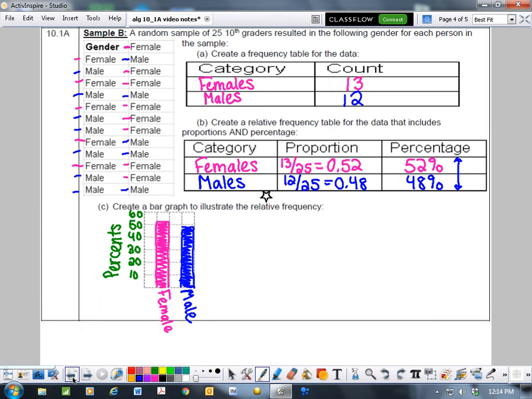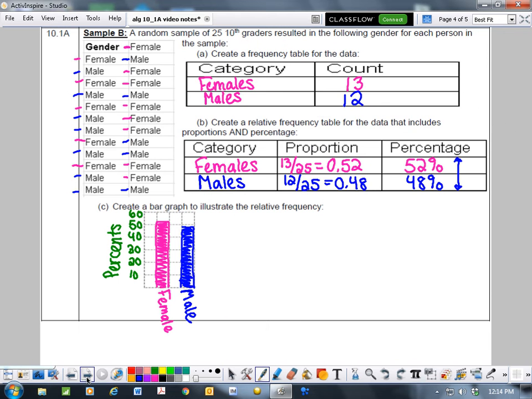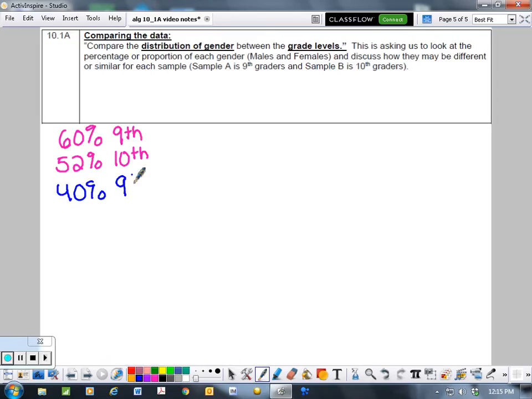So when we look back at our 9th graders, we had 60% females, and here we had 52% females. So 60% for 9th graders and 52% for 10th graders. And then for our males, we had 40% males for 9th graders and then 48% males for 10th graders. And so now when I start talking about comparing, well, both groups had a higher percentage of females. And so that's something I would say.